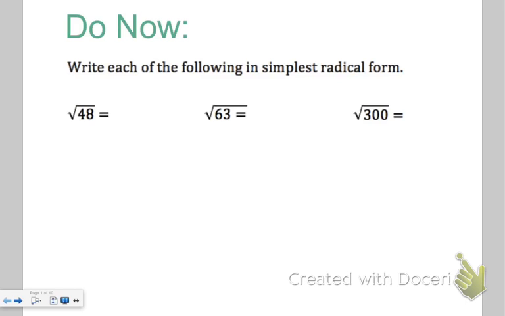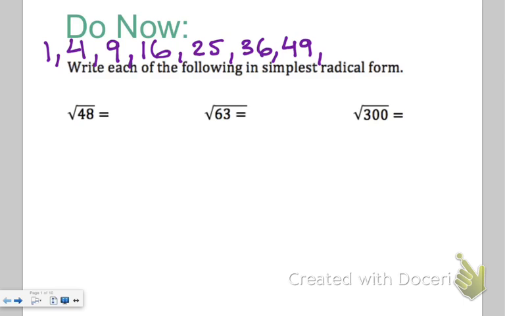So we have 1 squared, which is 1, 2 squared, which is 4, 3 squared, which is 9, 4 squared is 16, 25, 36, 49, 8 times 8 is 64, 9 times 9 is 81, and finally we have 100.